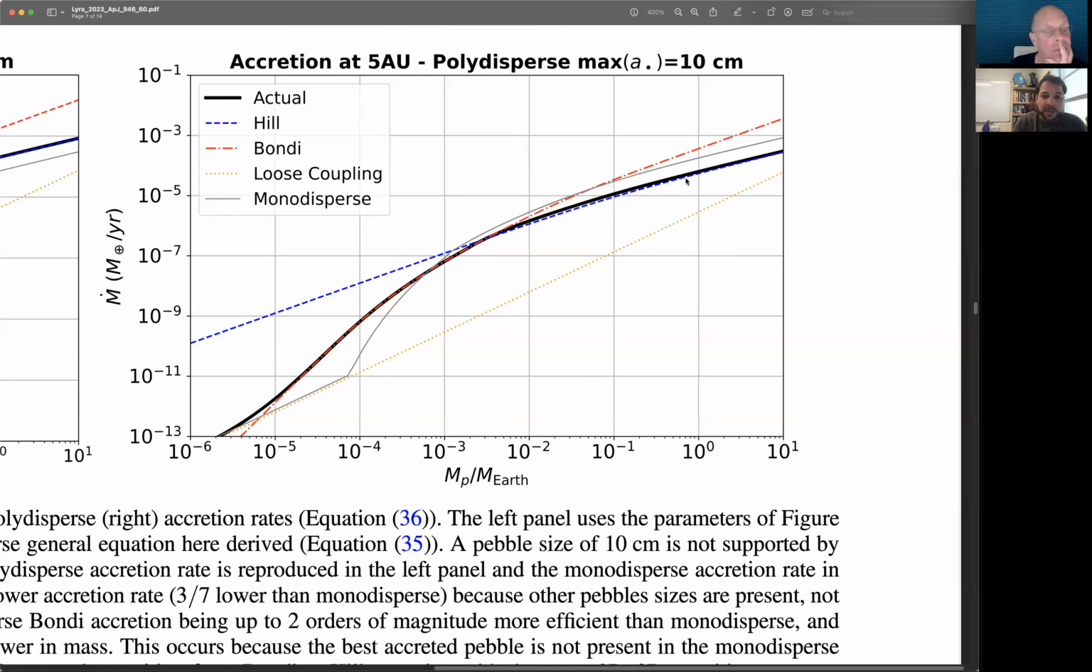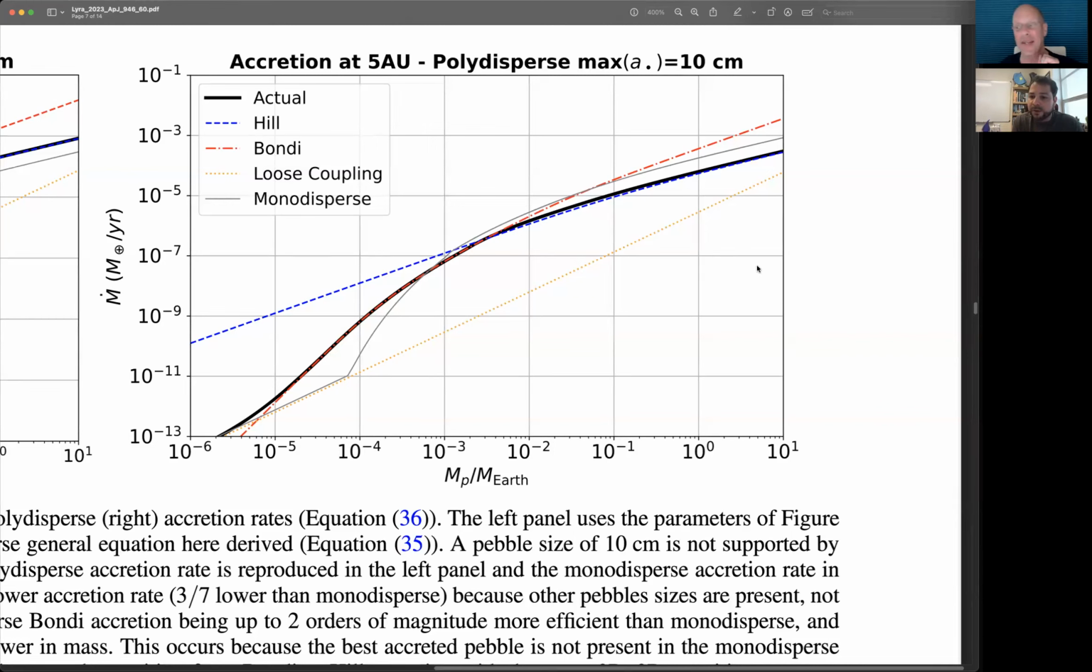So sorry, I didn't describe the axis here. On the x-axis, the horizontal axis, you're seeing the mass of the protoplanet that is doing the accretion, going from about 10 to the -6 Earth masses to about 10 Earth masses. So from very small to very big.